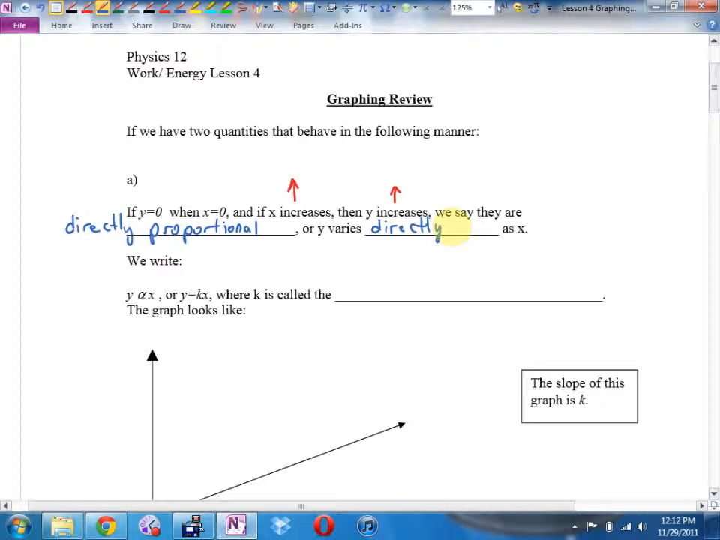We write this: y, and this is the symbol for directly proportional to, x. It's a little fish, the symbol for directly proportional to. Or if we want to turn this into an equation, we write y equals little k x. Why little k? Because traditionally that's what they've used. It stands for the word constant. I thought constant began with a C. Not in every language, only in English. I think this was from German, if I recall.